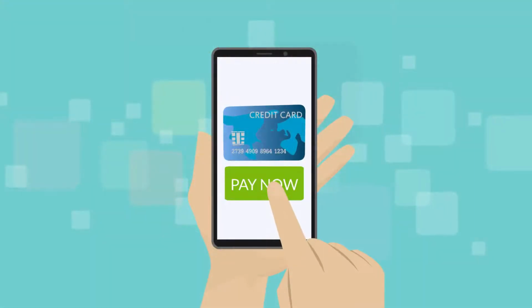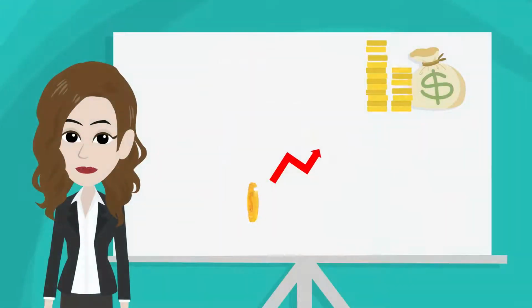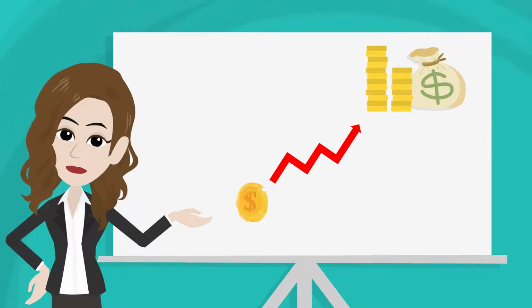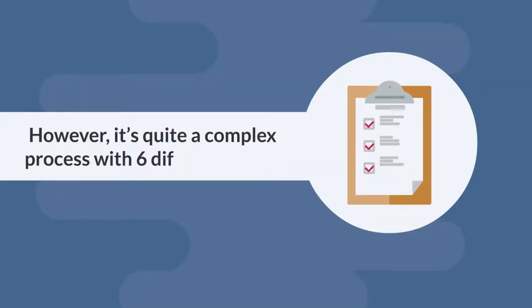Have you ever wondered what happens when an online card payment is made? It may seem as though the funds simply move from the cardholder's account to the merchant's bank account. However, it's quite a complex process with 6 different steps.